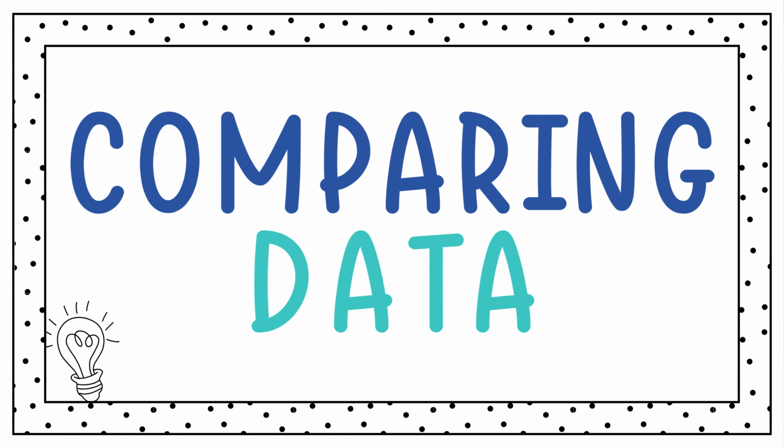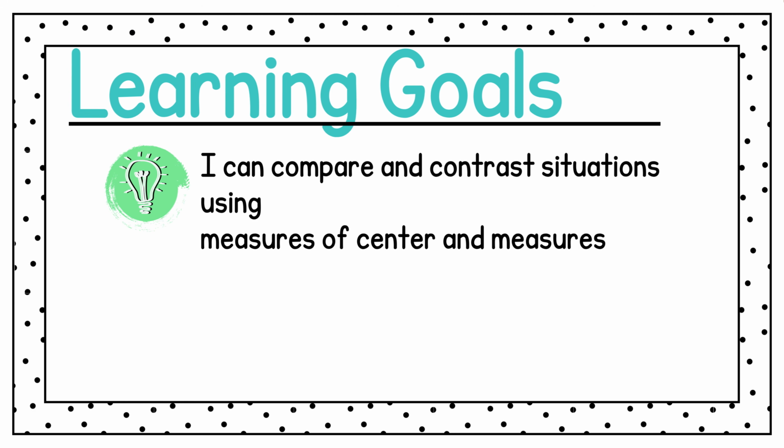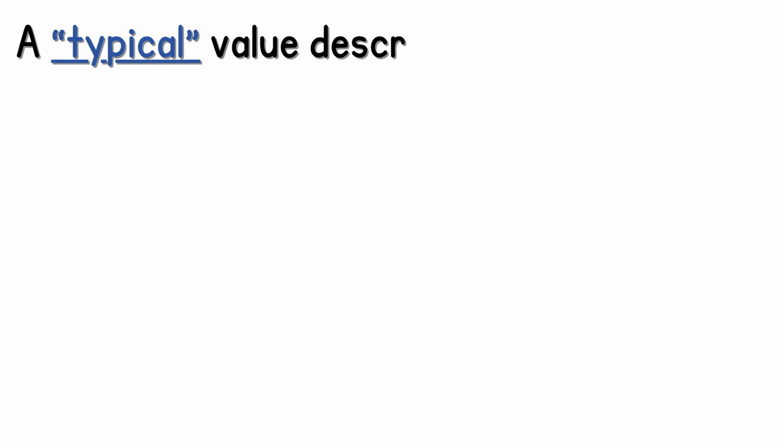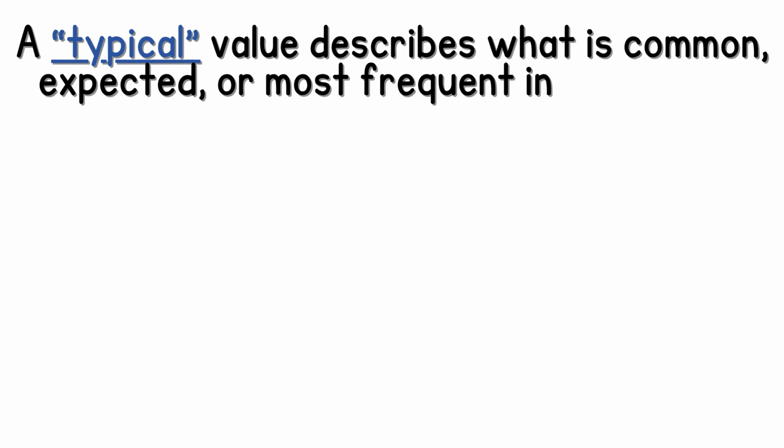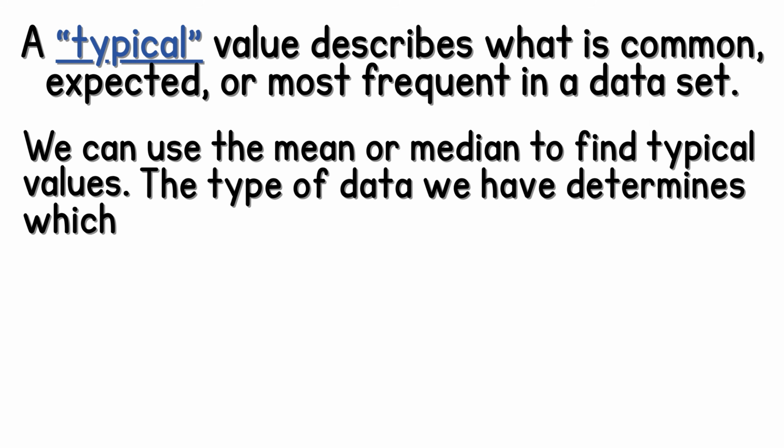Comparing data. In this video, you'll learn how to compare and contrast situations using measures of center and measures of variability. A typical value describes what is common, expected, or most frequent in a dataset. We can use the mean or median to find these typical values.